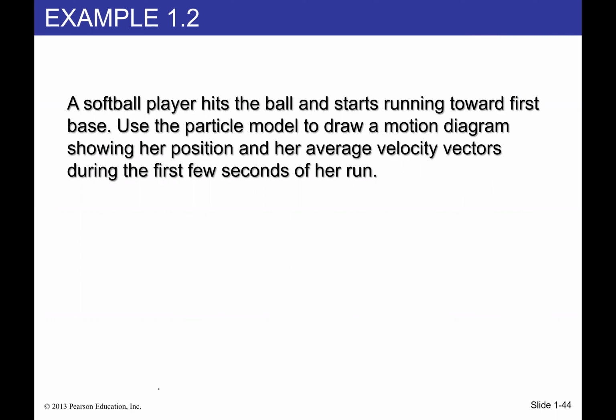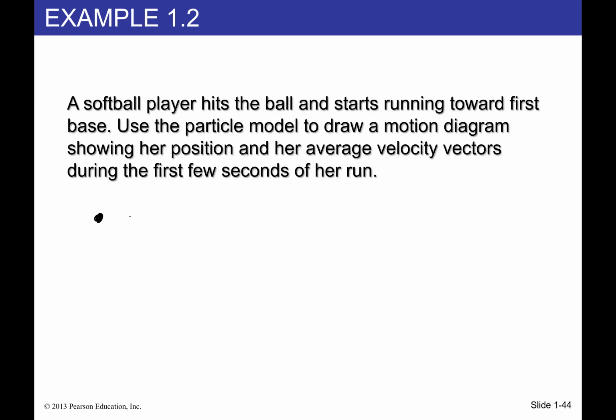All right, so here's another example. A softball player hits the ball and starts running toward first base. Right, so they use the particle model to draw a motion diagram showing her position and her average velocity vectors during the first few seconds of the run. That means we take the softball player as an object, and as an object, we don't care about size or shape. So all we have to do here is represent her as a particle. Okay. And one of the things we have here is that she starts running toward the base, right? She hits and starts running. That means what we have here is, here's the starting point.